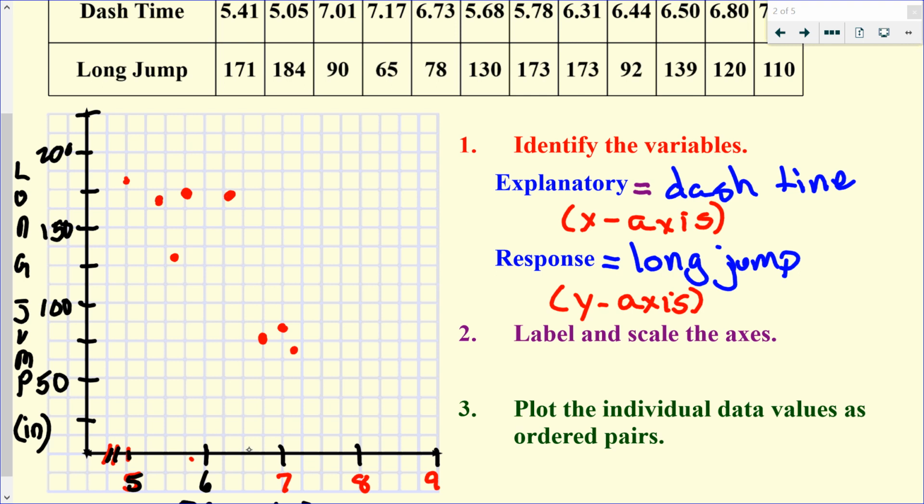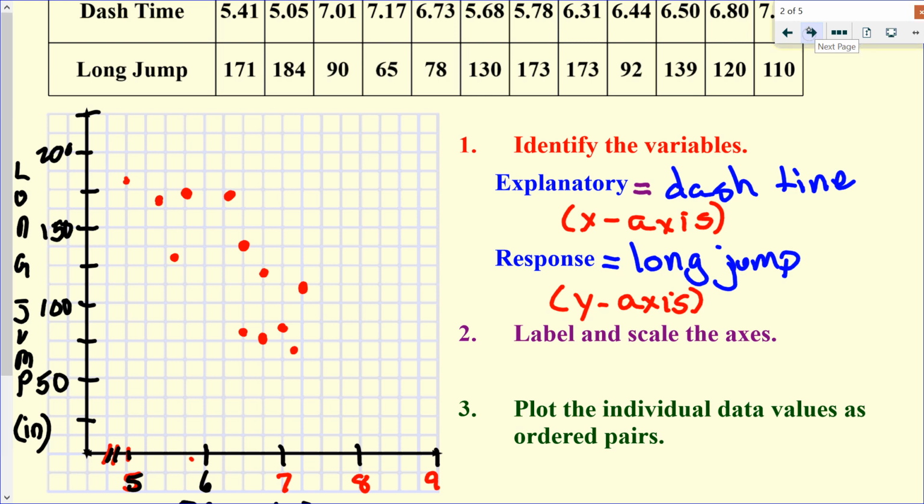6.4 and 92. 6.5 and 139. 6.8 and 120. And I got this 7.25 and 110. All right, and there we have our scatter plot. And we should start to see some patterns and things we can observe, and we're going to come back to look at that. Let's try another example.